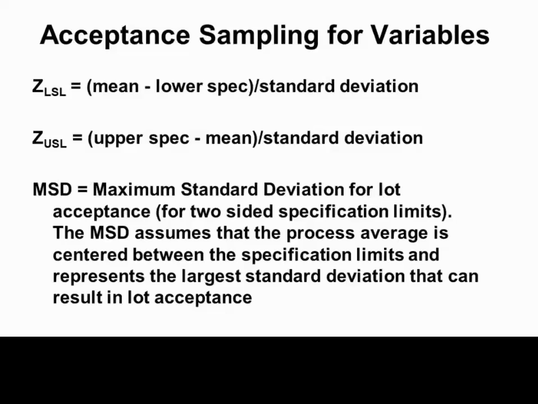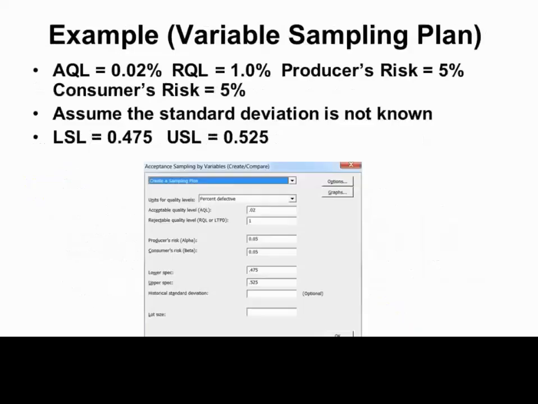And then there's also what's called the maximum standard deviation, which is if your standard deviation is above this number, you can forget about passing any lots, because it doesn't really matter where your process is located on a two-sided problem. Even if you were at nominal, even if your process is perfectly centered, the standard deviation is too large to meet the quality objectives of your plan.